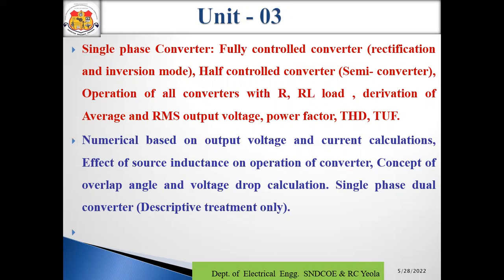In that syllabus, first there will be single phase converters. In that: the fully controlled converter, the rectification and inversion modes, half controlled converter, their semi converter, operation of all converters with R and RL load, derivation of average and RMS output voltage, power factor, THD, and TUF, the transformer utilization factor.